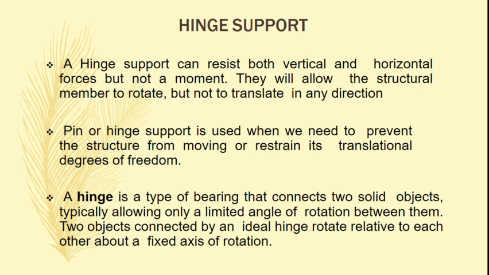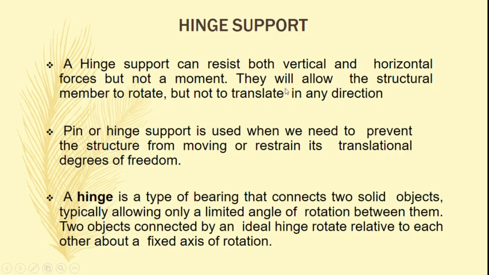The hinge support can resist both vertical and horizontal forces, but not a moment. Means if the beam is under the hinge support, then the beam can rotate, but it cannot translate in any direction, neither parallel nor perpendicular to the surface. It can rotate only. Hinge supports allow the structural member to rotate but not to translate in any direction. That is the hinge support.